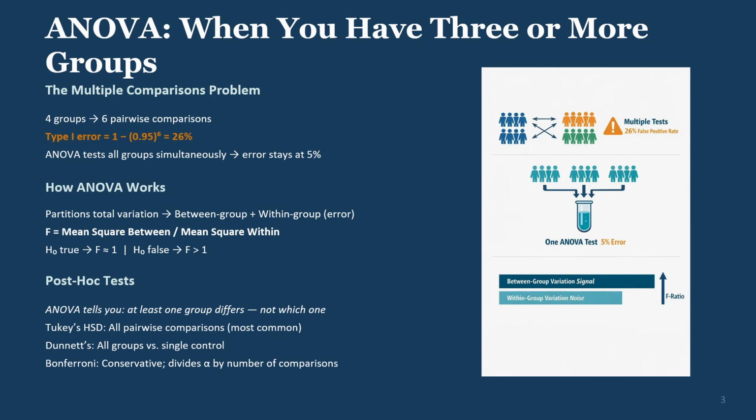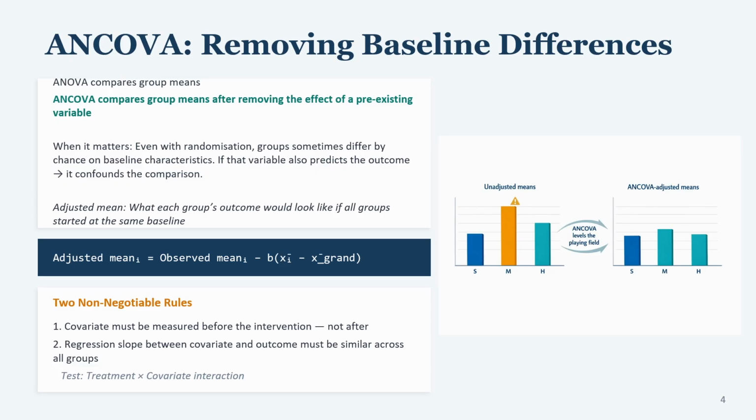Choose before you look at the data. Choosing the most liberal test after seeing the results is p-hacking. ANCOVA is an elegant solution to a problem that's common in veterinary trials with small sample sizes.